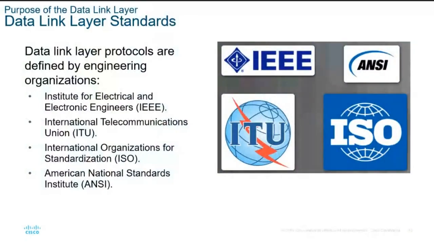The data link layer standards. Yan. So, there are engineering organizations that define open standards and protocols applied sa network access layer. It includes the IEEE, or Institute of Electrical and Electronics Engineers, the International Telecommunication Union, the International Organization for Standardization, ISO, and the American National Standards Institute, or ANSI. So ito yung mga logo, pag nakita niyo ng mga ganitong logo, ito yung mga data link layer protocols.